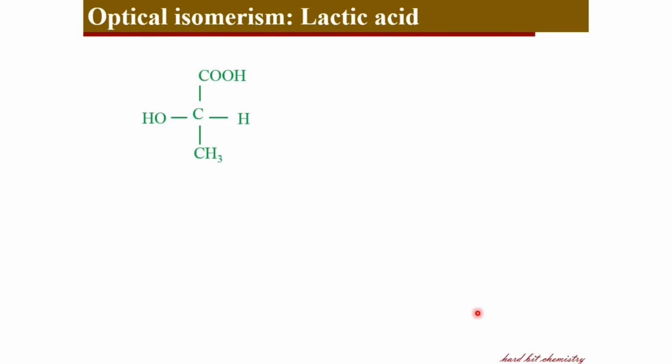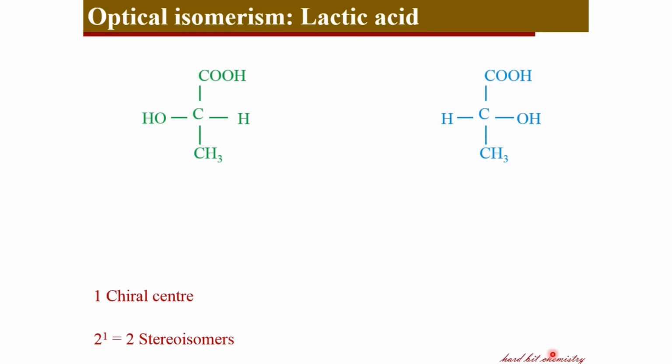Here is the structure of lactic acid. It possesses one chiral center, the carbon in the middle here. If it possesses one chiral center, the number of stereoisomers possible is 2 to the power 1. That is, lactic acid possesses 2 stereoisomers. So the structure of the second isomer will be like this. And on a closer look, it can be seen that the two structures are non-superimposing mirror images of each other. That means they are enantiomers.